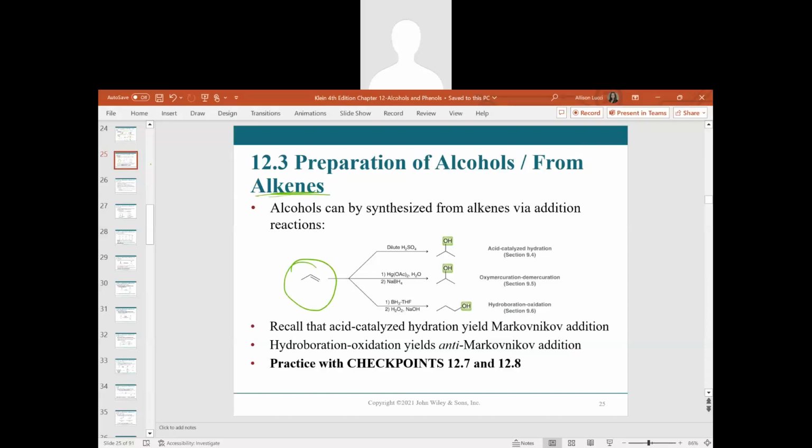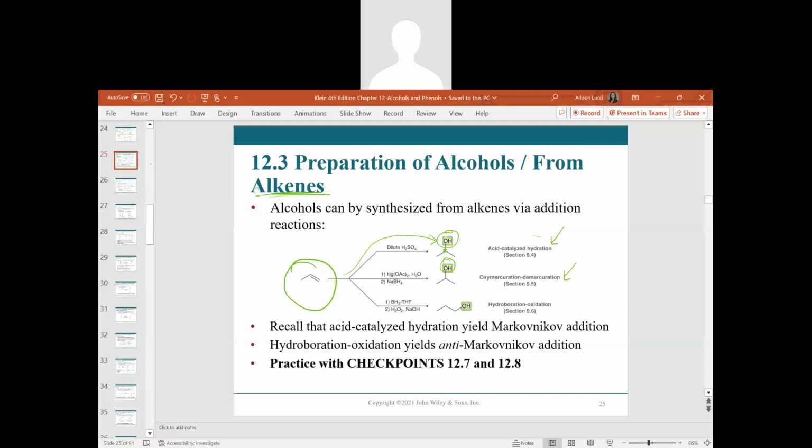So we could use in this first pathway up here, dilute sulfuric acid, and through the mechanism of acid catalyzed hydration, you can see that we have that Markovnikov addition, that OH functional group installed at our more highly substituted carbon. Then we see something similar with oxymercuration, demercuration. We have formation, again, of a secondary alcohol.